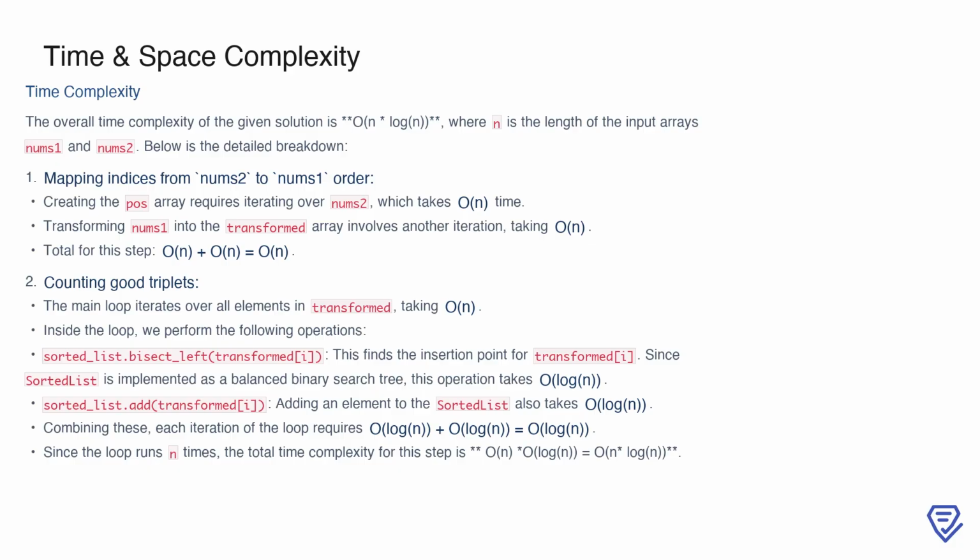Next, we focus on counting good triplets. The main loop iterates through all elements in the transformed array, which contributes O(n). Inside this loop, two key operations are performed using the sorted list data structure. The bisect_left method finds the insertion point for the current element, which takes O(log n), and adding the element to the list also takes O(log n). Together, each iteration of the loop requires O(log n) plus O(log n) equals O(log n). Since the loop runs n times, the total time complexity for this step becomes O(n log n).